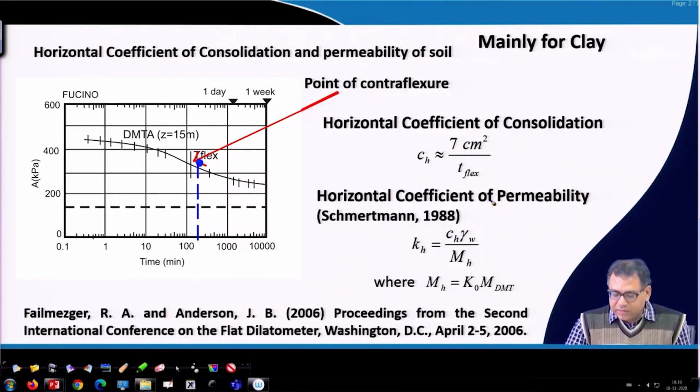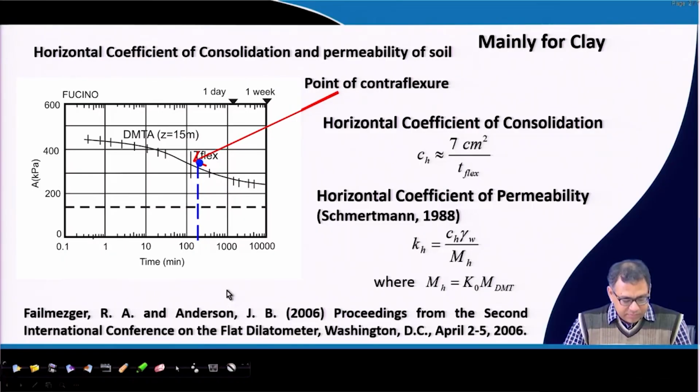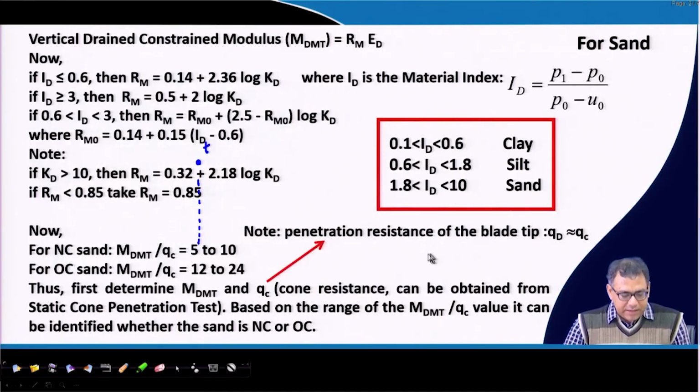Now, the horizontal coefficient of permeability I will get by using these expressions. Ch I will get from this expression, then Mh. Mh is from K0 and MDMT. K0 is the coefficient of earth pressure at rest that I will get by using this expression. Then Ch also I will get from this expression. This is gamma W, the unit weight of water, and MDMT, I will explain what is MDMT.